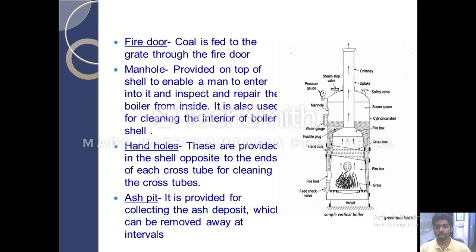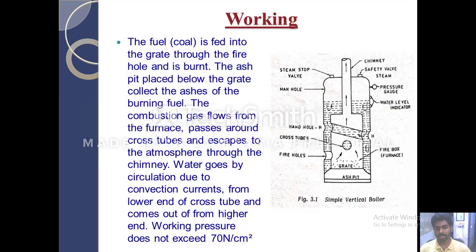Manhole: provided on the top of the shell to enable a man to enter into it and inspect and repair the boiler from inside. It is also used for cleaning purposes. Handholds: these are provided in the shell opposite to the ends of each cross tube for cleaning the cross tubes. Ash pit: it is provided for collecting the ash deposit which can be removed at intervals.